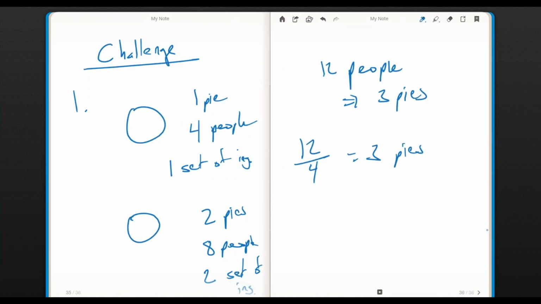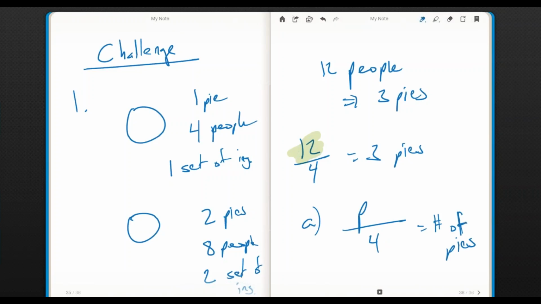At some point we begin to realize if 12 is a number of people, when I divide it by 4, I know how many pies I need. So part A says that I need to know P, which is the number of people, divided by 4, and that's going to tell me the number of pies that I need to make.